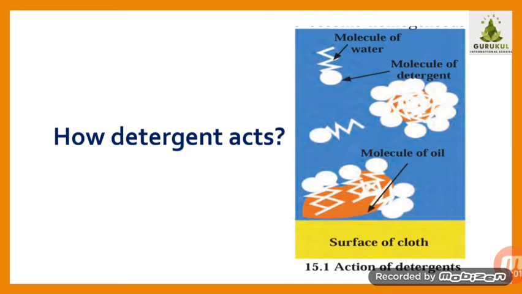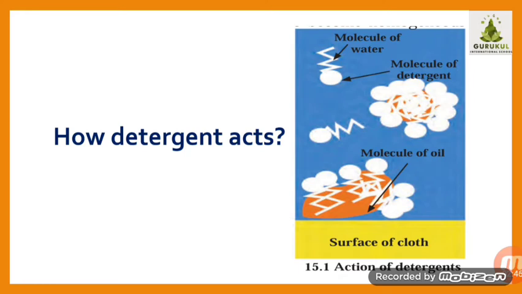Because of this spreading, after some time, if you rub that solution, there is lather formation. Then you wash off the cloth with normal water, and the oil particles present on the cloth get attracted to the detergent. Once you wash that cloth with water, the detergent gets washed away, and along with the detergent, the oil molecules are also washed off. So this is how the action of detergent takes place.